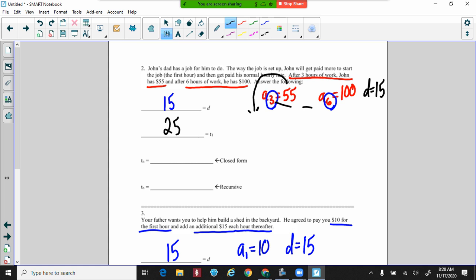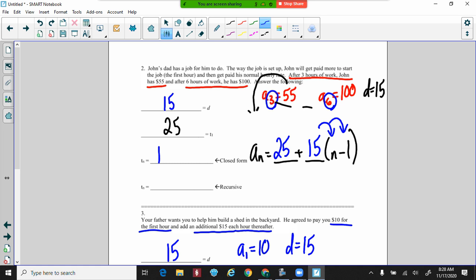Now that I have my first term and my common difference, it's time for me to plug everything in. My first term is 25. My common difference is 15. Distribute all that in there. I'm left with 15n plus 10.